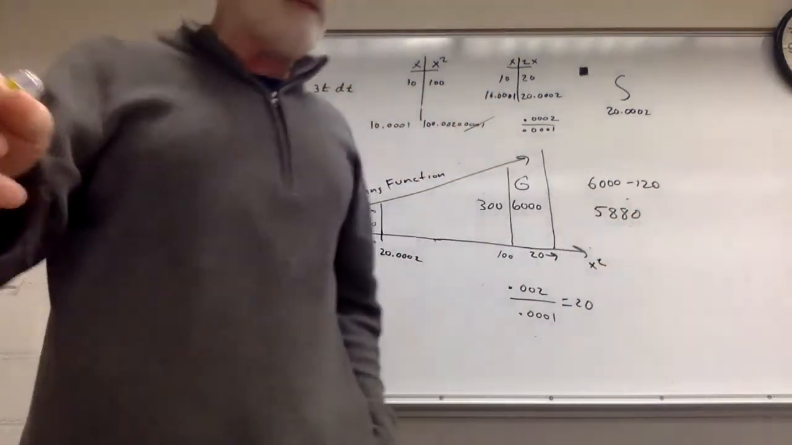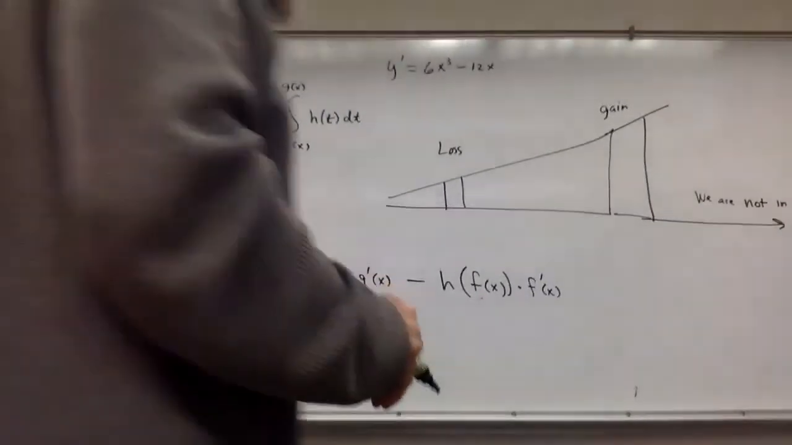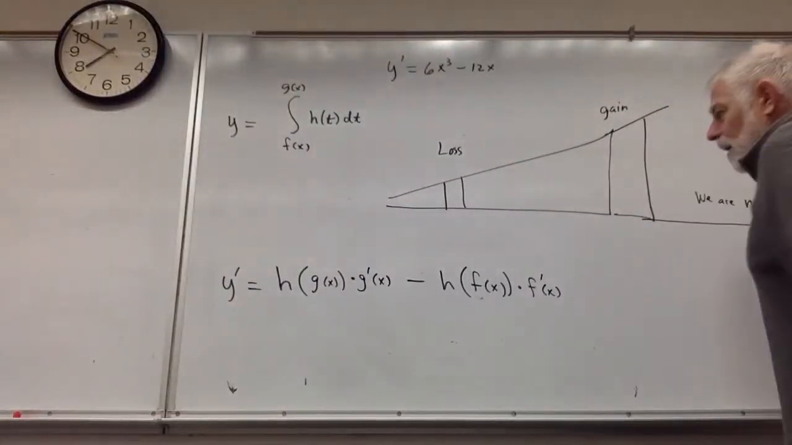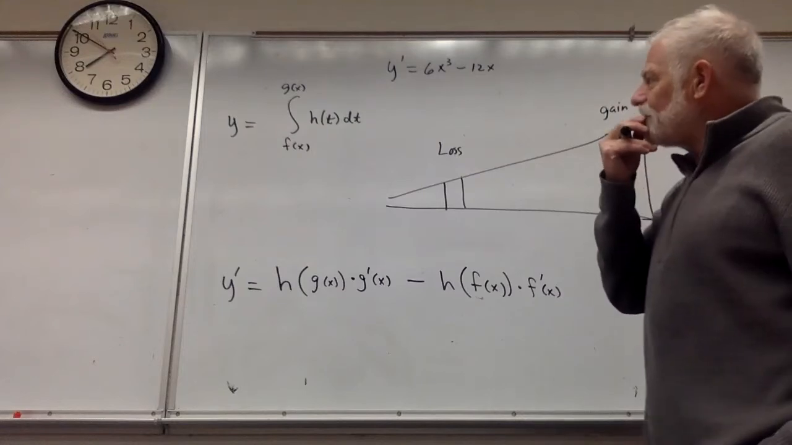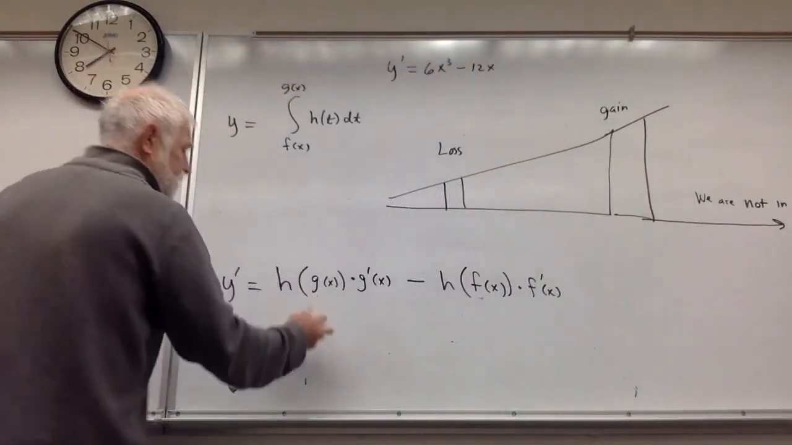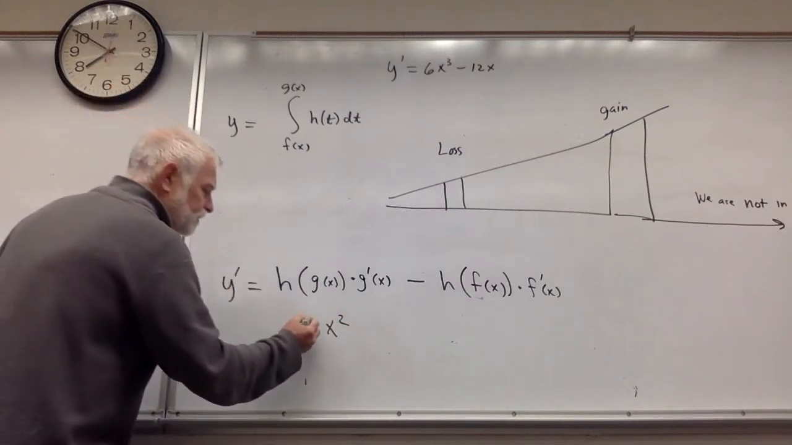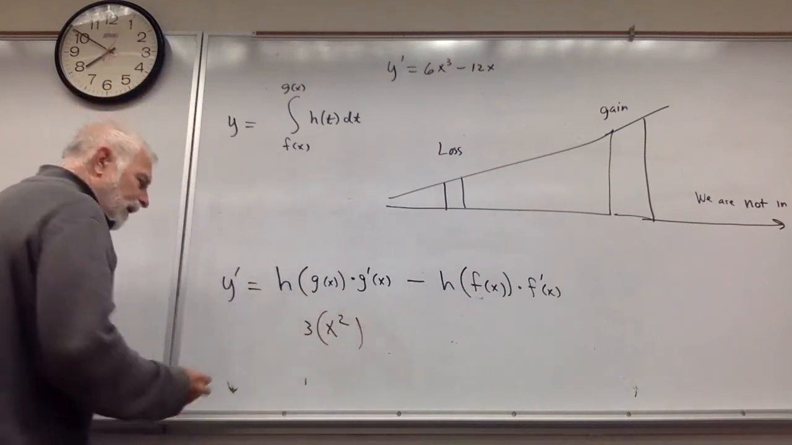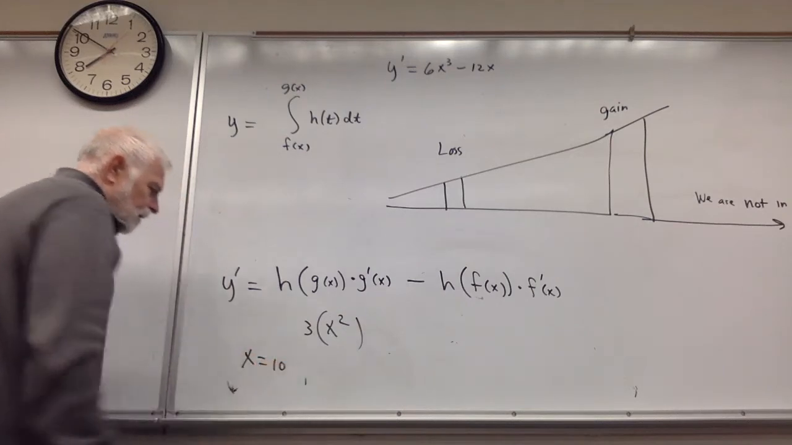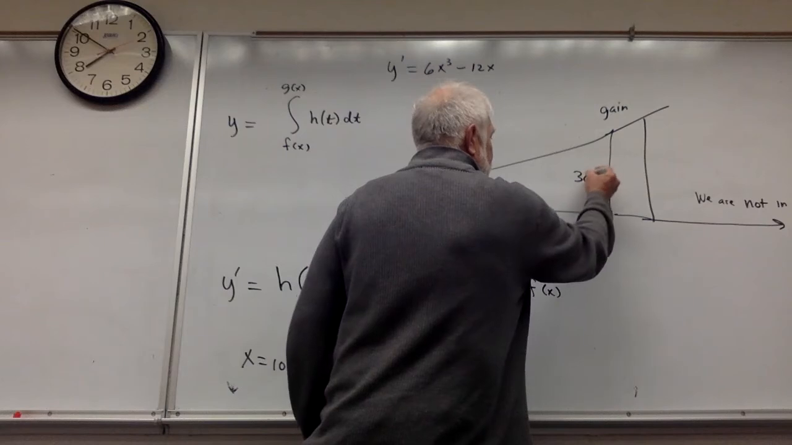So now let's apply the shortcut to this so that we can really see the chain rule. I think we're ready to see the chain rule. Remember, we're not in Kansas anymore. All right, so what was g of x? G of x was x squared, and h was the tripling function. And so when x equals 10, that's 300. Oh yeah, that's giving me this altitude.